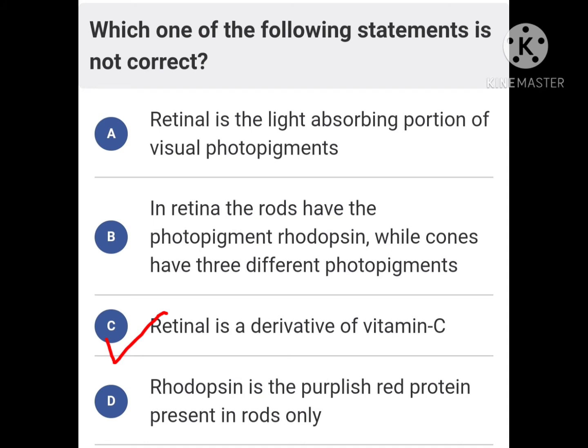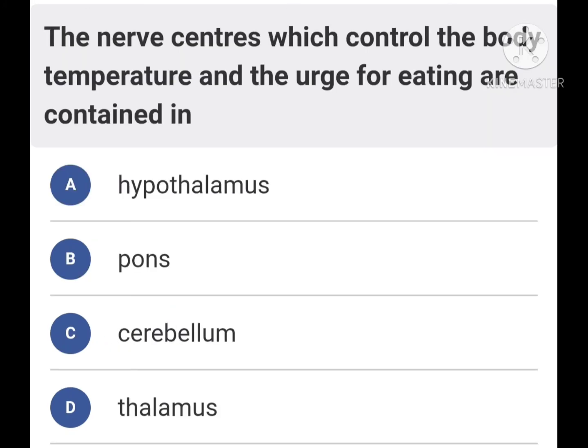Okay, next question. The nerve centers which control the body temperature and urge for eating are contained in option A, hypothalamus, option B, pons, option C, cerebellum, option D, thalamus. I think it's our first question with a little bit of change. So option A is the right answer, that is hypothalamus.